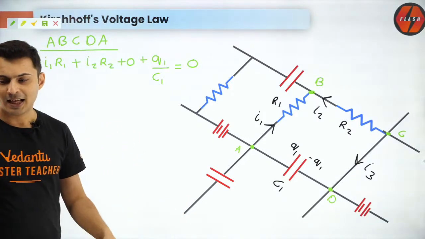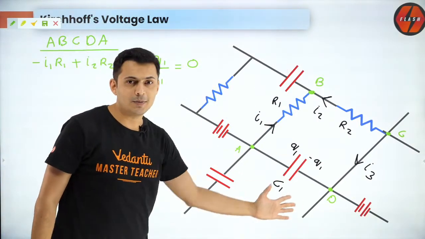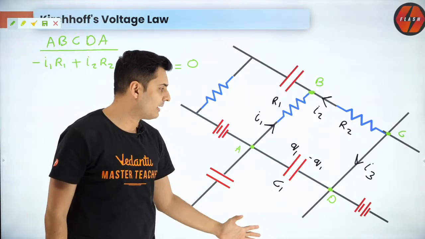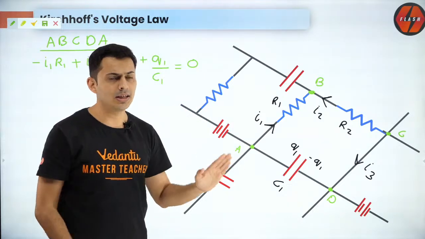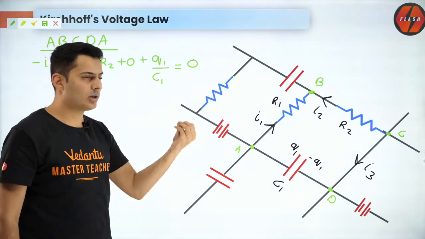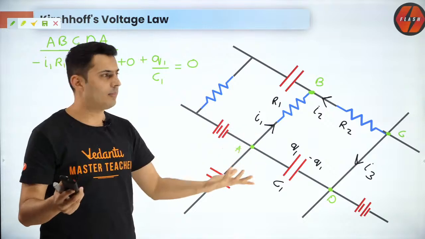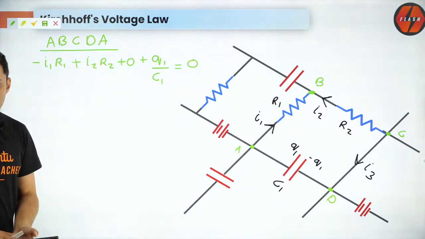Okay, Saurabh? I hope this is clear. Now you got an idea of how to apply Kirchhoff's law in case of capacitors. So just assume the charges and then write your equation. Wherever the voltage increases, put a plus. Wherever the voltage decreases, put a minus. That's it. Okay? Are you guys confident?